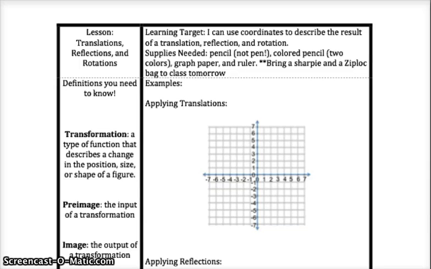Hi students, today we are looking at the lesson Translations, Reflections, and Rotations. Your learning target is: I can use coordinates to describe the result of a translation, reflection, and rotation.